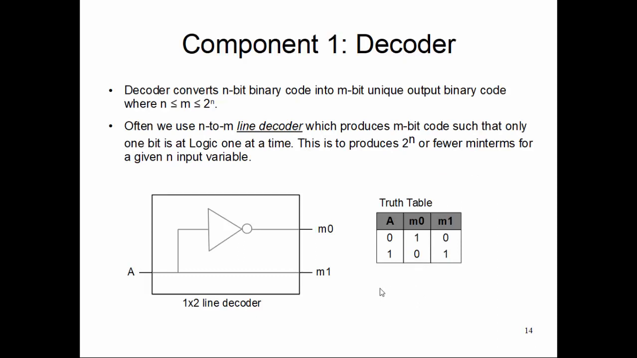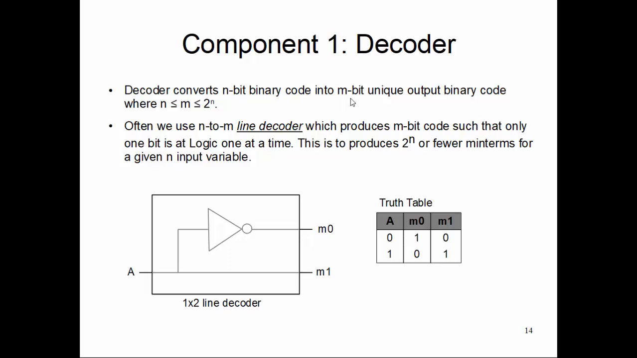A decoder converts, by definition, an n-bit code. At the input side we have n bits, let's say, and at the output side there are m bits, and from the n-bit combination it will create an m-bit unique output binary code, where we have a relation between n, m and 2 to the power n. So n has to be less than or equal to m, which has to be less than or equal to 2 to the power n.